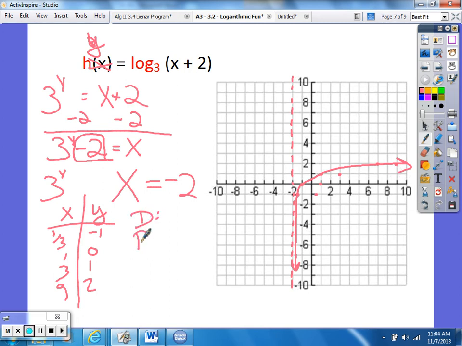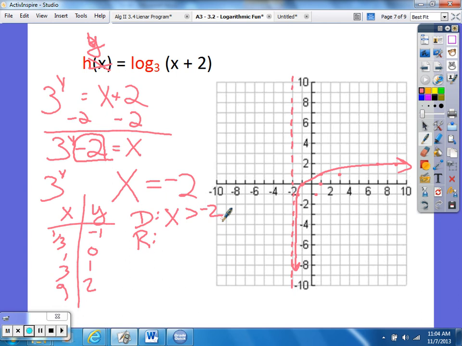We're actually going to do domain and range with this too. Now you know another way to get it? Switch this sign. That's another way. Domain. Good.